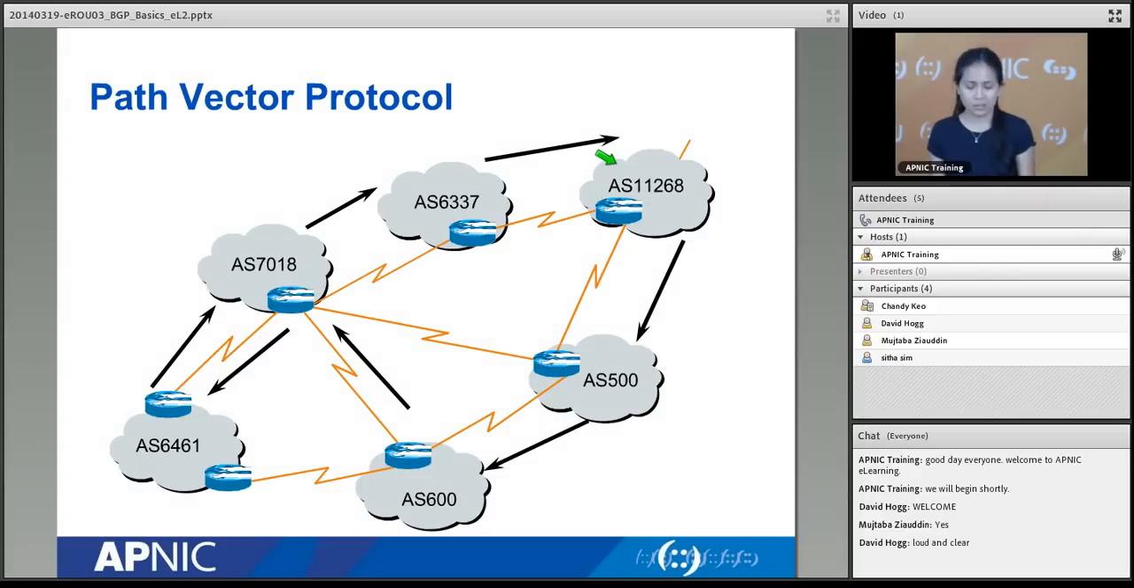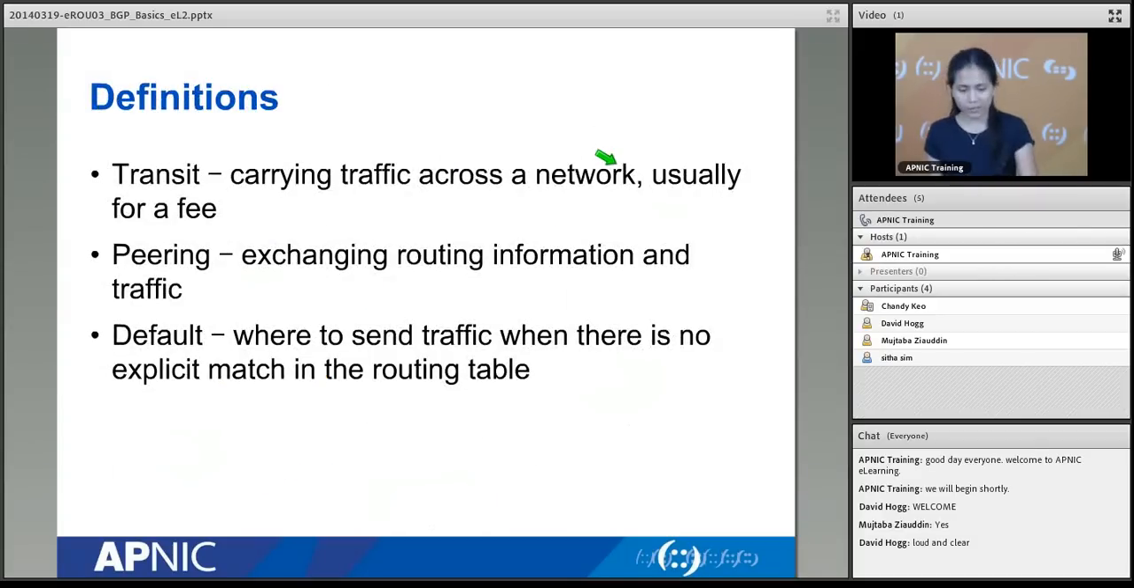So these 3 words define the arrangement between operators that carry the traffic and all the routing information, of course, across networks. These terms are transit, peering, and somewhere in between is default. So what's the difference between transit and peering? A lot of operators would have confusion, or advertising-wise, they have a tendency to use one over the other. They're mostly used interchangeably as well, but there are differences between them.